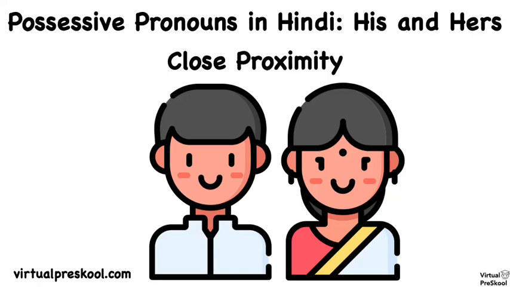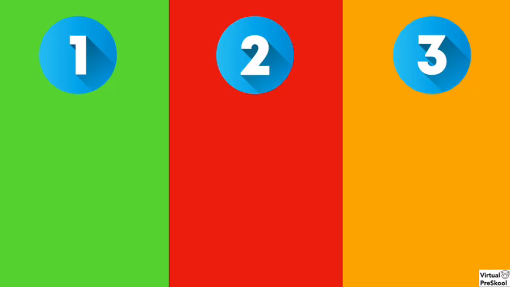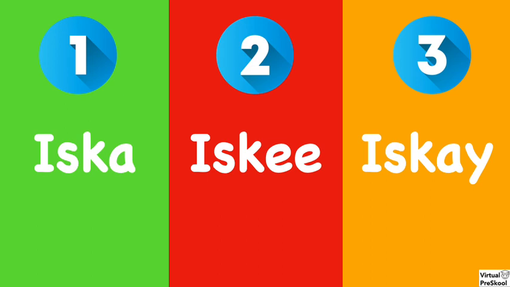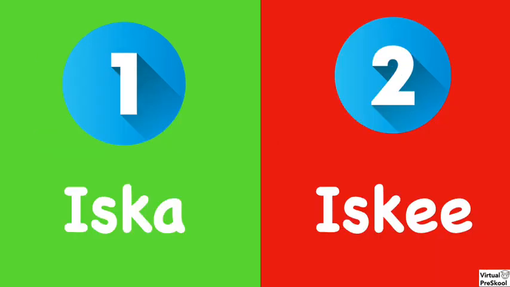Today we are going to talk about the possessive pronouns his and hers in Hindi. Now keep in mind the ones that we are talking about are for the ones that are close proximity, meaning that someone or something is visible. There are three words for his and hers in Hindi: Iska, Iski, Iske. And again, these are his and hers at close proximity or within visibility.